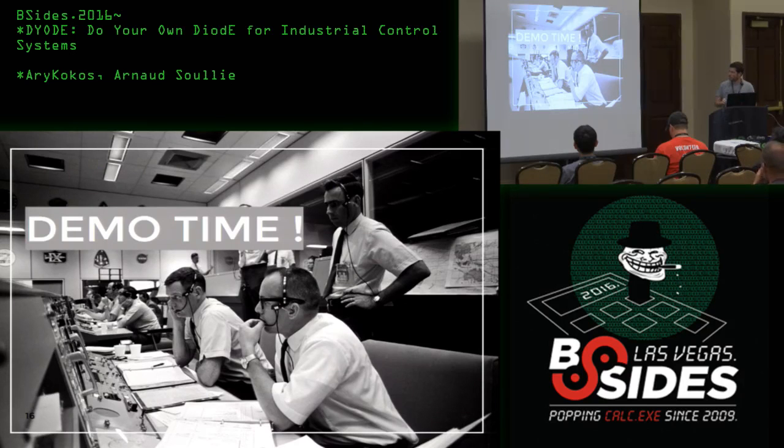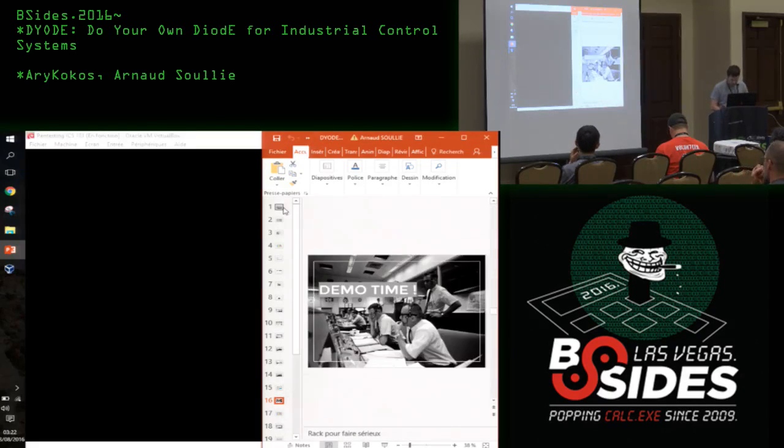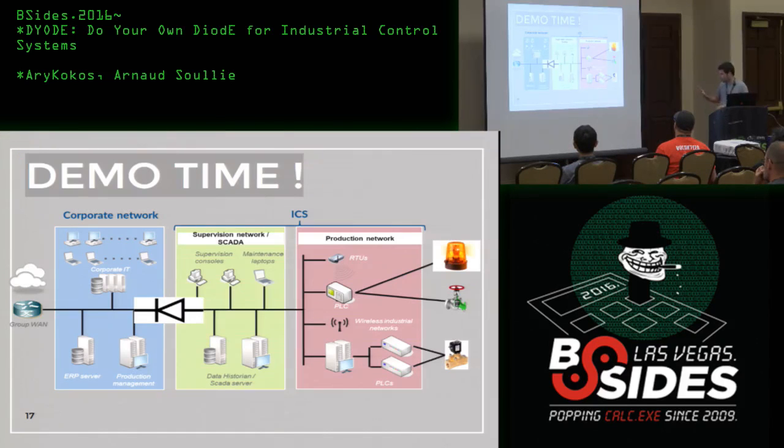Okay, so I'm not going to wait until the end of the talk to perform the demonstration. Of course, I have a video backup. I'm seriously hoping not to use it. I got one more slide. So here, what is the setup? Just consider that this PC will emulate the ICS network, and a VM on my PC will emulate the corporate network. And between the two, we have the data diode that is just here.